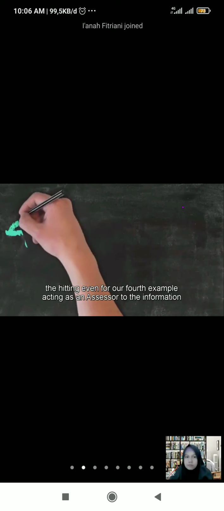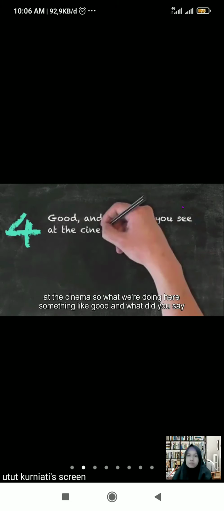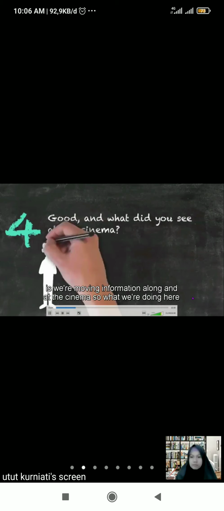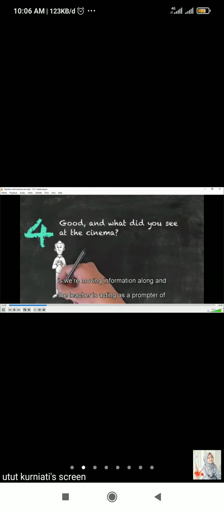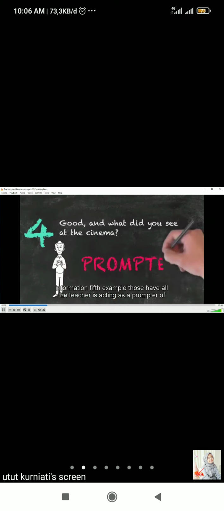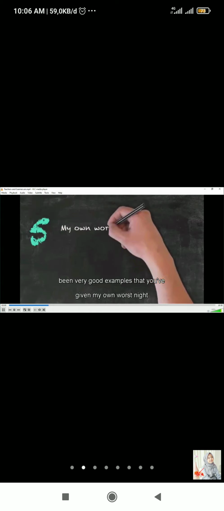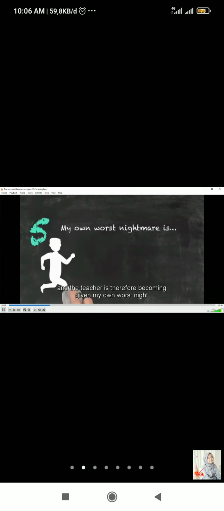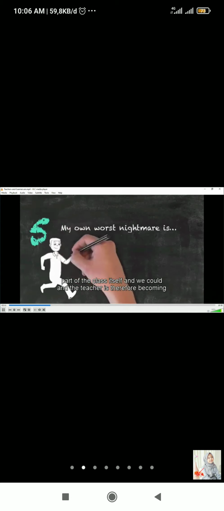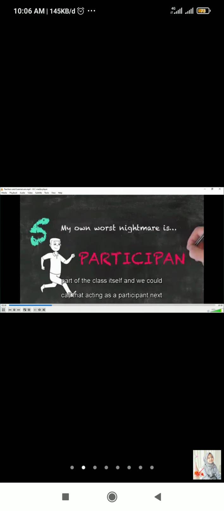For our fourth example, something like, "Good, and what did you see at the cinema?" So what we're doing here is we're moving information along, and the teacher is acting as a prompter of information. Fifth example, "Those have all been very good examples that you've given. My own worst nightmare is..." and the teacher is therefore becoming part of the class itself, and we could call that acting as a participant.